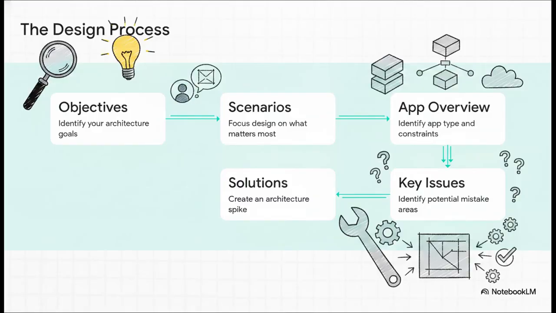Before you write a single line of code, you need this 5-step iterative process. First up, identify your objectives. You've got to document exactly what problem it is you're trying to solve. Number 2, define your key user scenarios. Third, get your application overview together by choosing your tech stack. Fourth, pinpoint those key issues where design mistakes almost always tend to happen. And finally, number 5, develop your candidate solutions. You'll literally just iterate through these steps until your blueprint is absolutely solid.